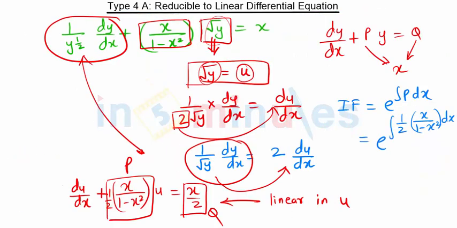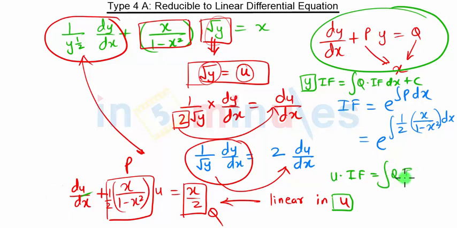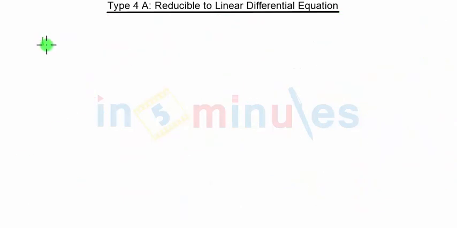After finding the integrating factor, we know that for a linear equation in y, the solution is given by y into integrating factor equal to integration of q into integrating factor dx plus c. So for linear in u, we just replace y by u. Okay, so u into integrating factor equal to integration of q into integrating factor dx plus c. So now this is our solution for this equation. So the solution is given by u into integrating factor, which is equal to integration of q into integrating factor into dx plus c. What is u?